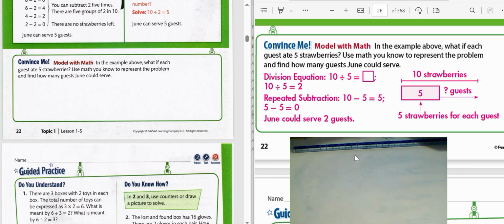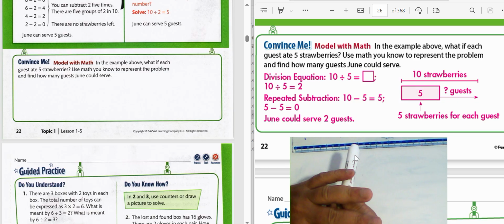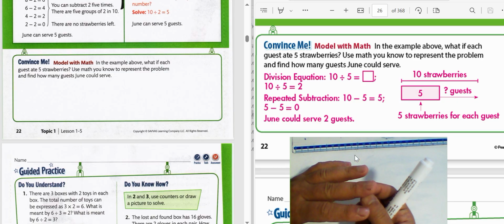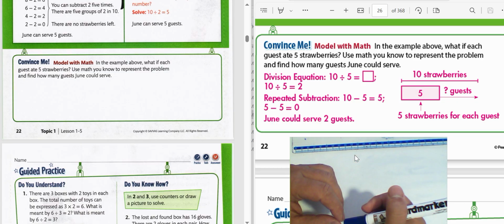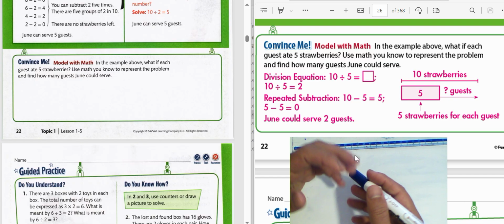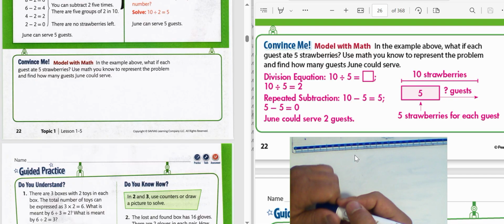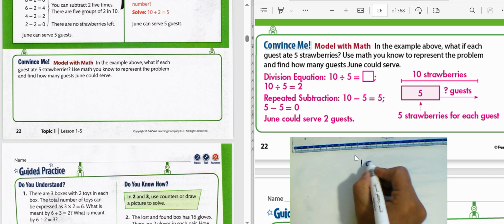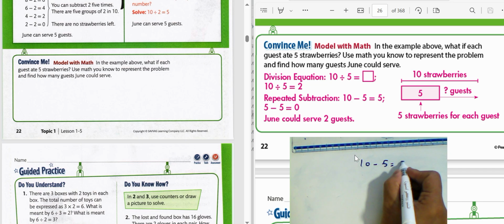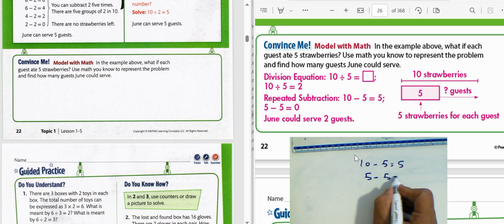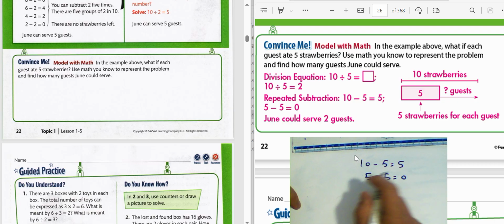Understood? In this example, he replaced the number with 8. He tells us, if you eat 5 strawberries, can you use math to represent the problem and find how many June could serve? We can write 10 subtract 5. The first is 5, then the remainder 5, and the second will be 5 from 5, which will be 0.